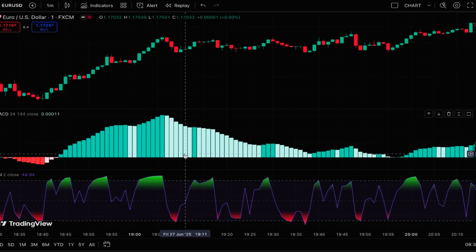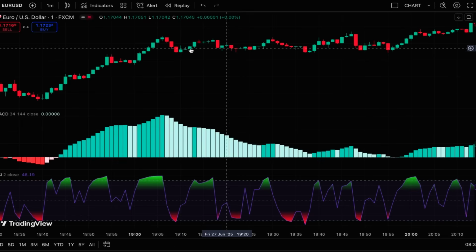The reason we want dark green for the bar is because it shows increasing momentum. Light green shows that the upside momentum is decreasing. In this case, you can see that the price is moving flat after that.